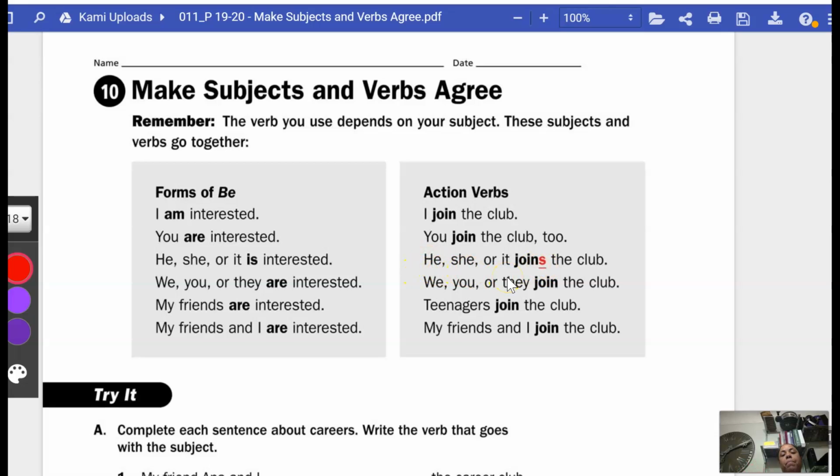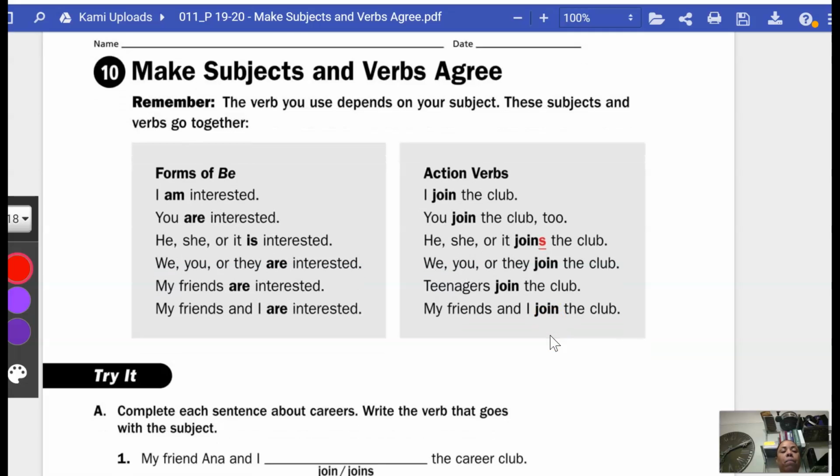I know, that's crazy. But anyways, these two boxes will help you with the rest of the activities on this handout. We, you, or they join. Teenagers join. My friends and I join. The subjects here are all plural, so we have to make the verb plural as well.